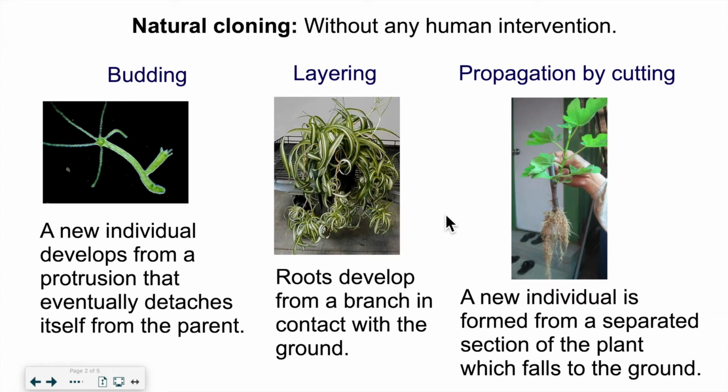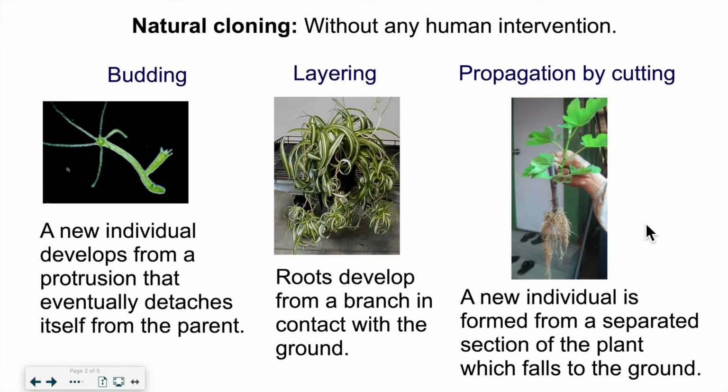Then we have propagation by cutting. Some plants, if parts fall to the ground, will form roots and become an individual all on their own. Because it fell from the parent plant, obviously, again, it has identical DNA. So some plants have the ability to do that.